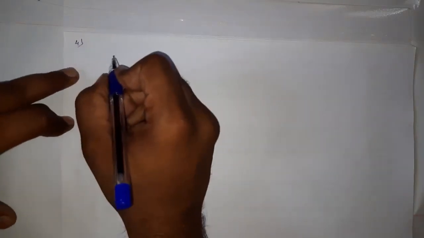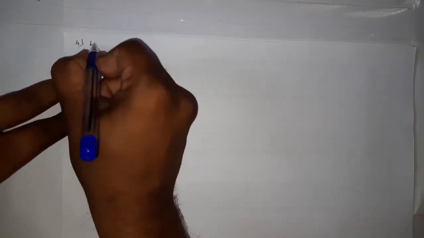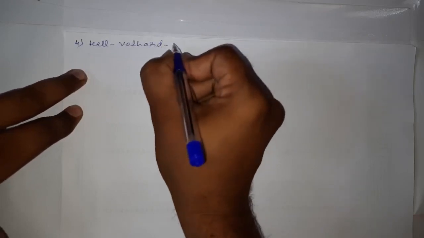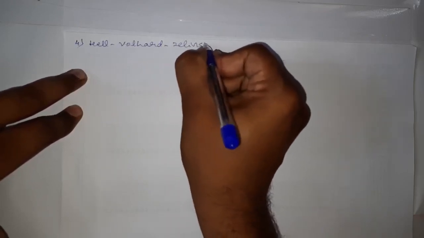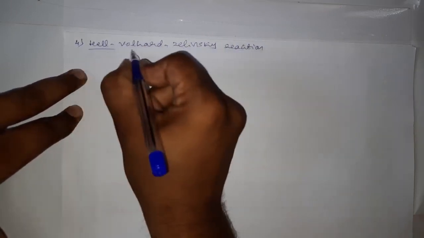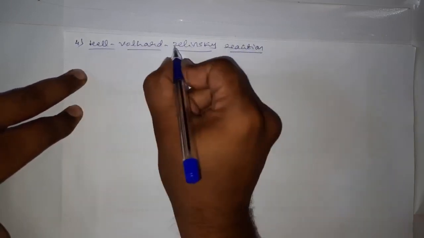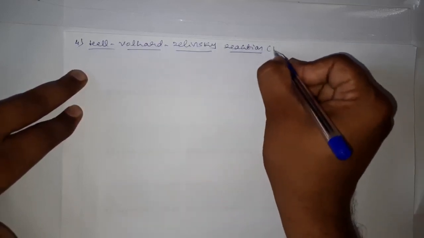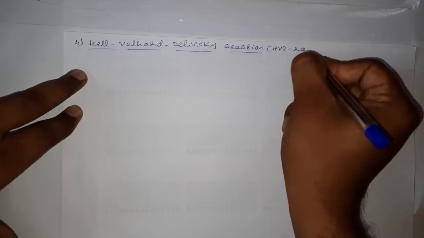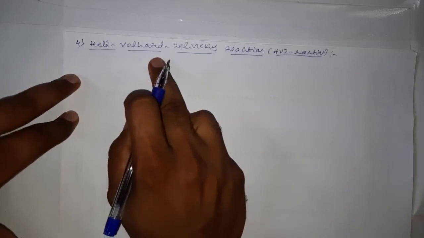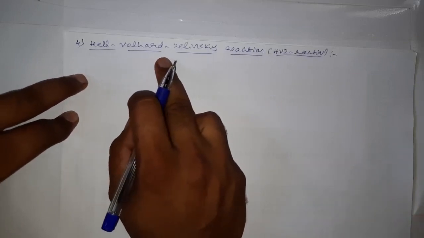Then the next one, or the last reaction of carboxylic acids, is the Hell-Ohlhard-Zelinsky reaction. In short, we can write HVZ reaction. This is one of the important named reactions of carboxylic acids.